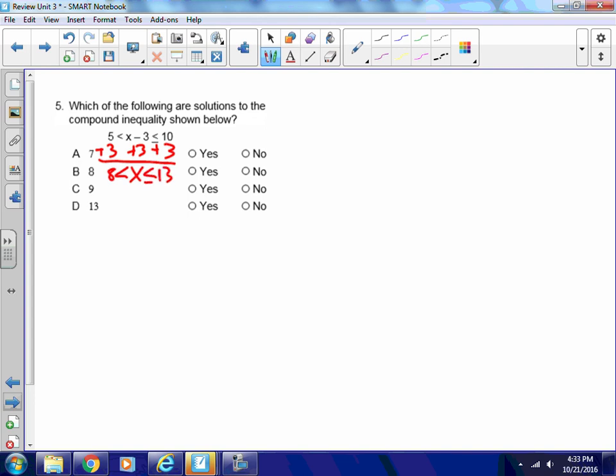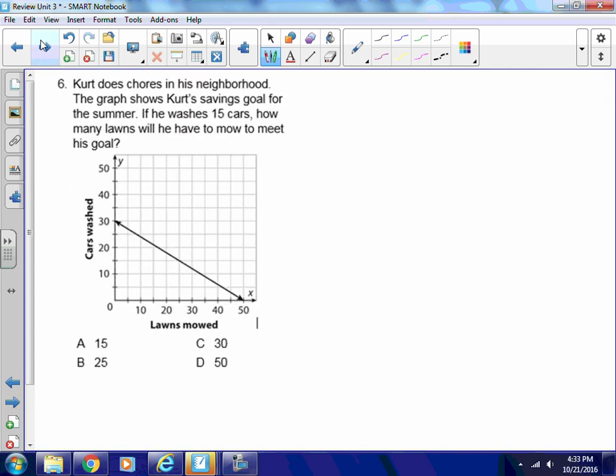So using that inequality, let's go find out if 7 is a solution. Well, no, x needs to be between 8 and 13, so 7's too small. How about 8? No, I can't include 8. I don't have an equal to bar, so 8 is not a solution. 9 will work because 9 is in between 8 and 13, so that's a yes. And 13 works because I've got an equal to bar here, so the 13 is included.